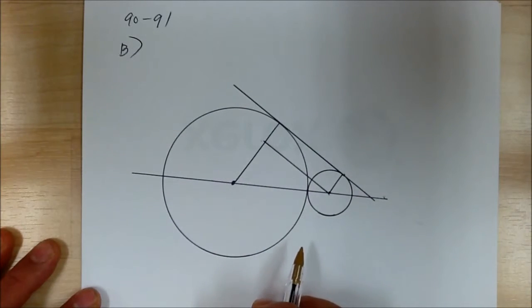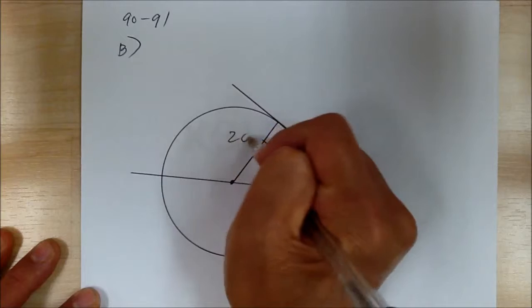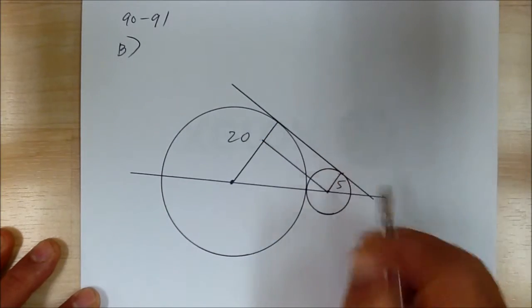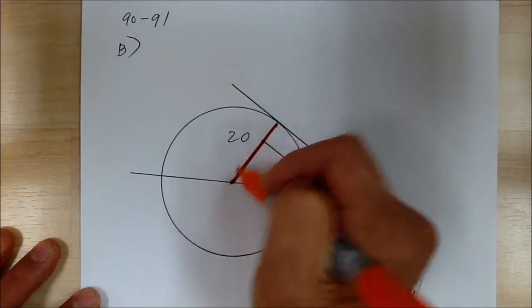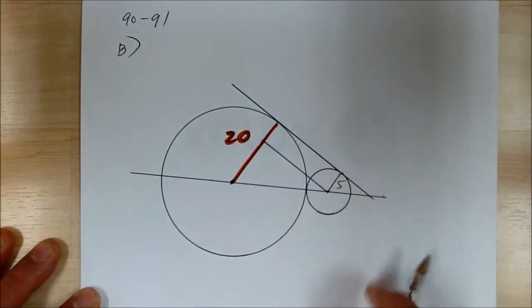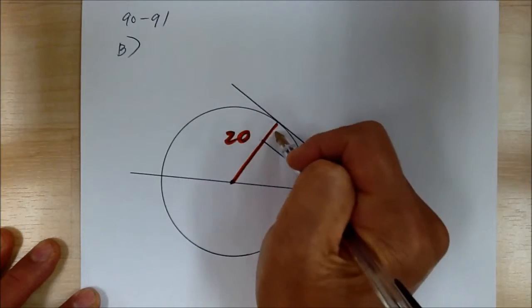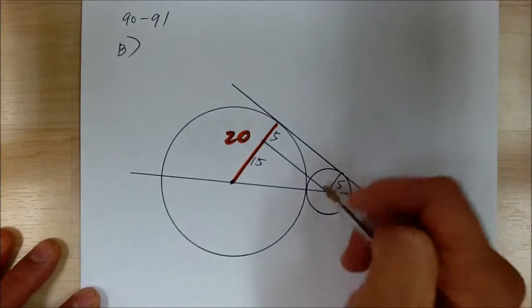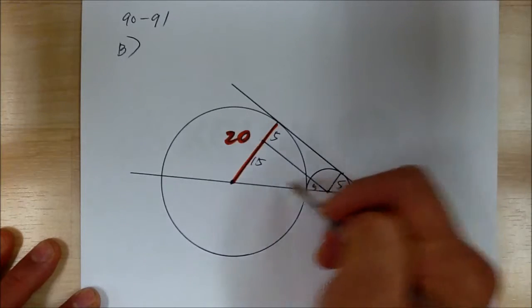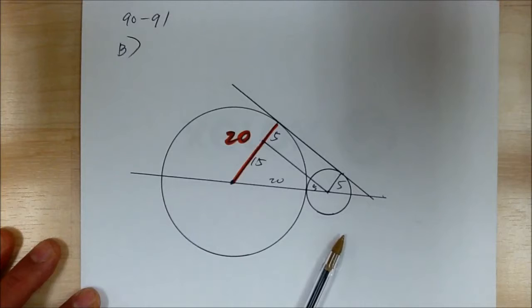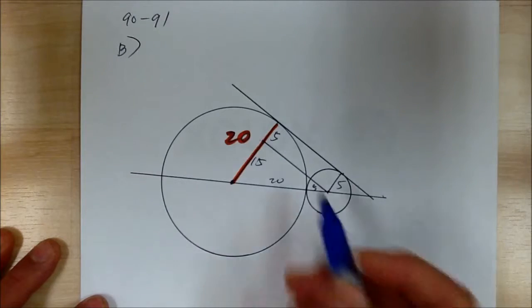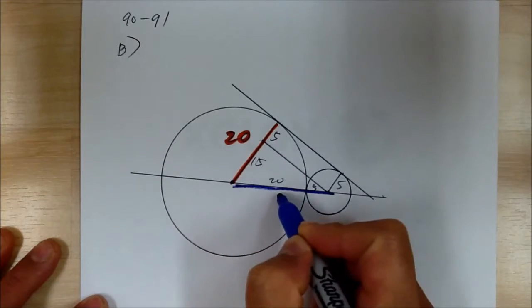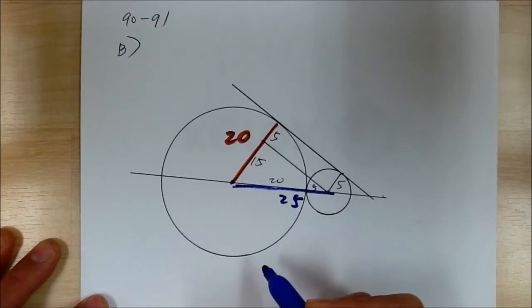Okay, so a circle with radius of 5 is externally tangent to a circle with radius of 20. So this radius is 20, and this is 5. Okay, so again, this is 20, and this is 5. So you can see, you can slide this over. So this would be 5. This would be 15. Okay, and also this is 5. And this is 20, so this over here is 25.